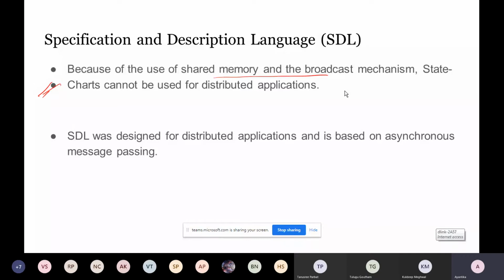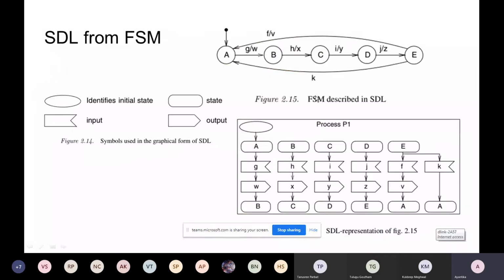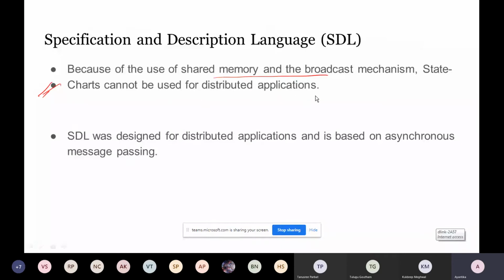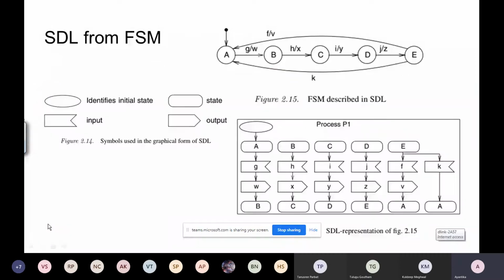Now this shared memory concept is okay when your processing units can share the memory location where you are actually storing your shared variable. But for distributed applications, that is not proper. So to handle that, we will see what is the concept developed in SDL. I mean, what is the different notion developed in SDL, that is the specification and description language.